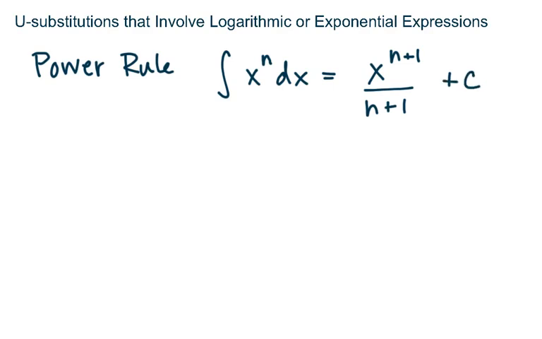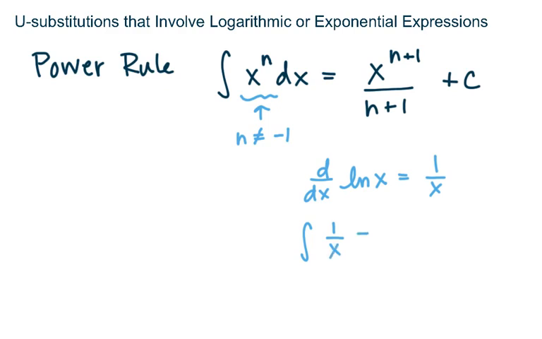But when we learned that rule, when we started integrating, we said, well, hey, n is not allowed to equal -1. Because remember, the derivative with respect to x of natural log of x is 1 over x. So that would then mean the integral of 1 over x, which is the same as the integral of x to the -1, would equal the natural log of x plus c.